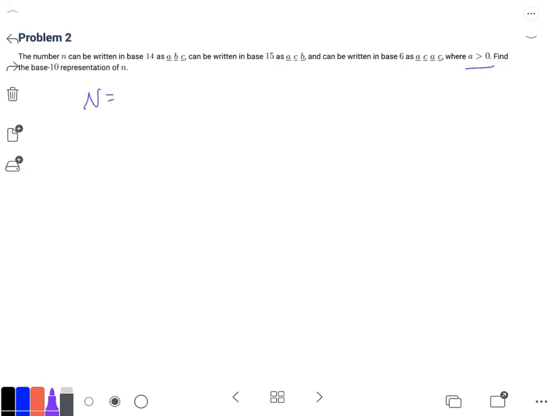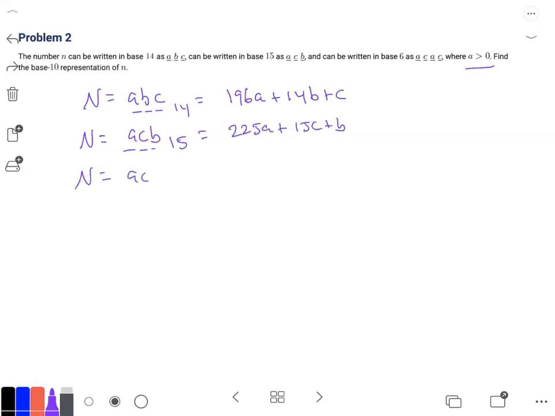So n is equal to ABC base 14. Let's expand that. This is just 196a plus 14b plus c using the definition of a base n representation. n is equal to ACB base 15. This is equal to 225a plus 15c plus b. And finally, n is ACAC base 6. This is equal to, let's see, for a's, we have a 6 cubed a and we have a 6a. They'll form a 222a. And we have a 6 squared c and a c. That'll form a 37c.